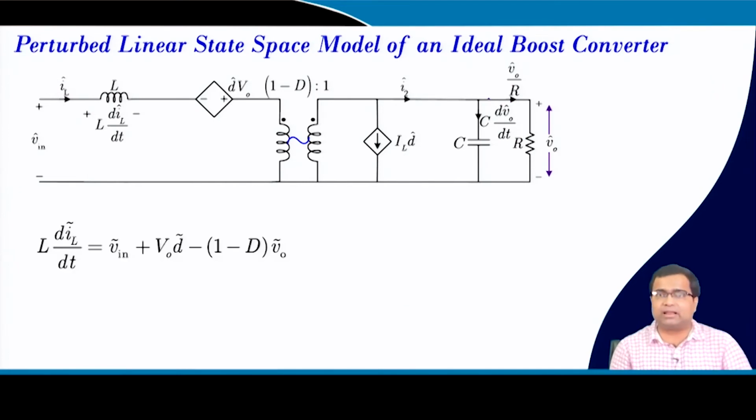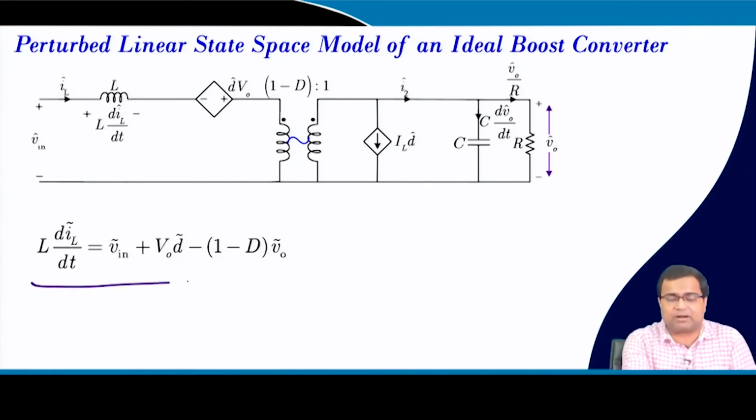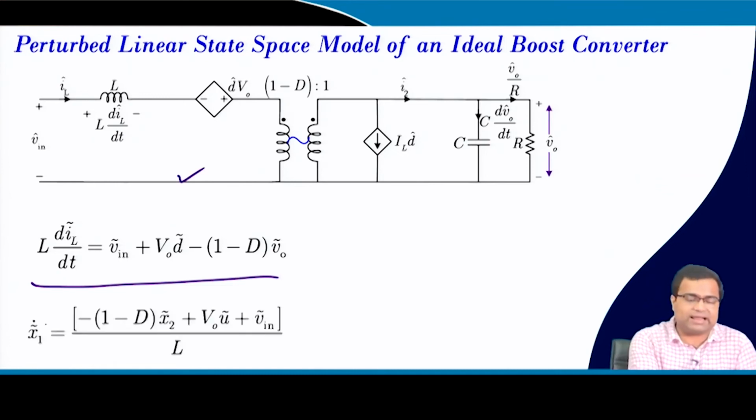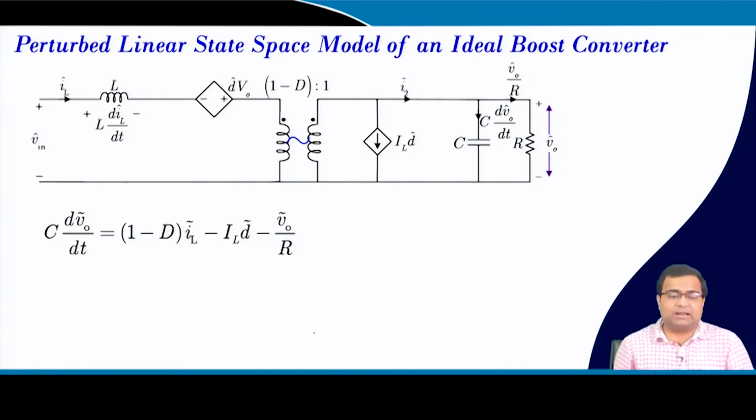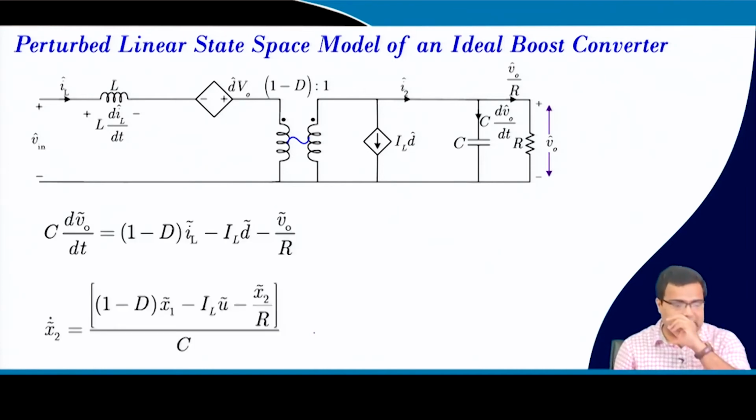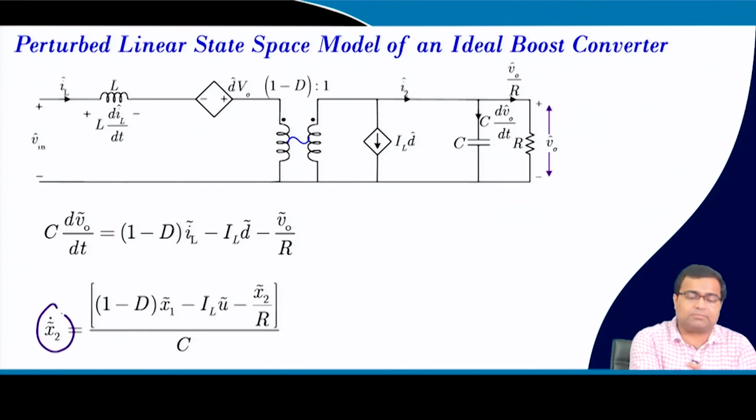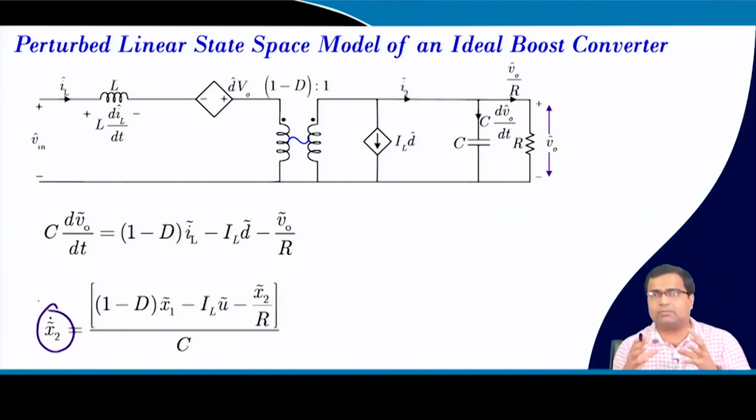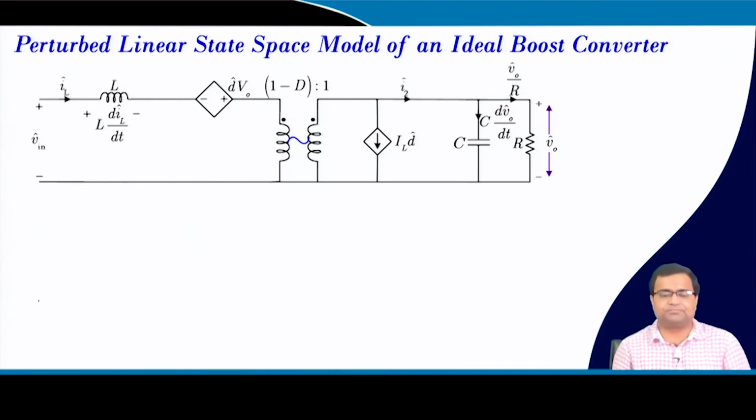Then, for the perturbed linear model, if you write the inductor current perturbed dynamics from this circuit, you can write x1 perturb dot as a function of this. Similarly, if you write the perturbed output voltage dynamics, you can obtain the perturbed dynamics of x2, which corresponds to the capacitor voltage. Here it is the output voltage perturbation.